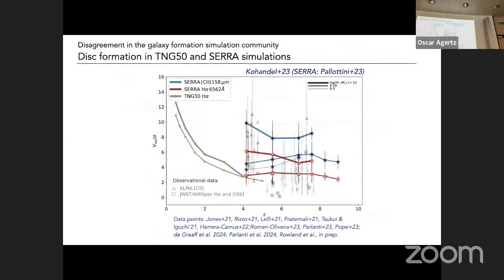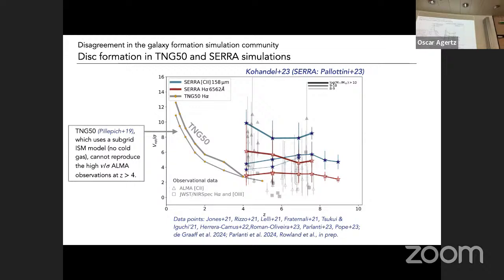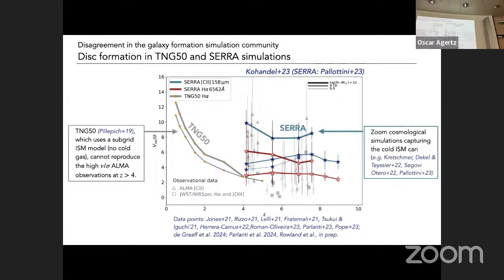But then we have this plot again, which I showed you earlier from Marshall Cohandle, where the TNG50 models could not reproduce the high V over sigma values at high redshift. Here's another disagreement. We have a SERRA simulation from Pallottini, Andrea Ferrara, and others. These are the simulation lines they have here. The underlying points are the actual observations. And they will say, look, this is no problem. We can actually get thin galactic disks even at very low stellar masses. So what is the difference at all? It's just a stark disagreement, apparently.